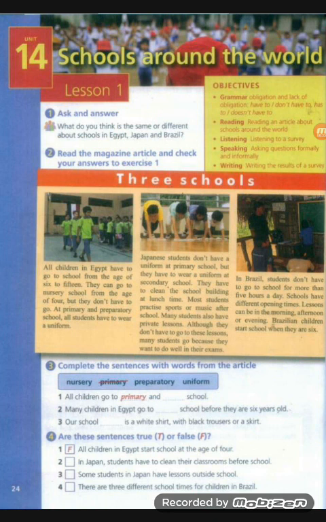Now let's move to exercise number 4. You have to read the sentence carefully and decide which is true or false. Number 1, all children in Egypt start school at the age of 4. Of course, it's false. They start school at the age of 6.